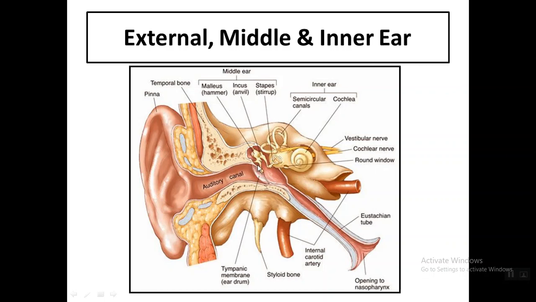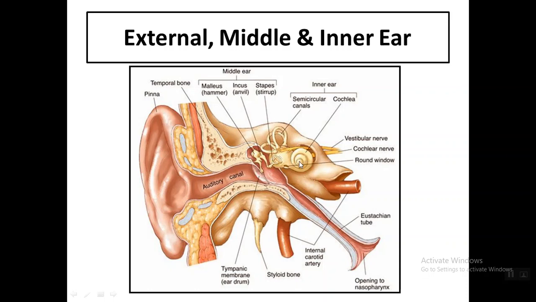These auditory ossicles consist of the malleus or the hammer, the incus or the anvil, and the stapes. The middle ear is continuous with the nasopharynx through the pharyngotympanic tube or the Eustachian tube.